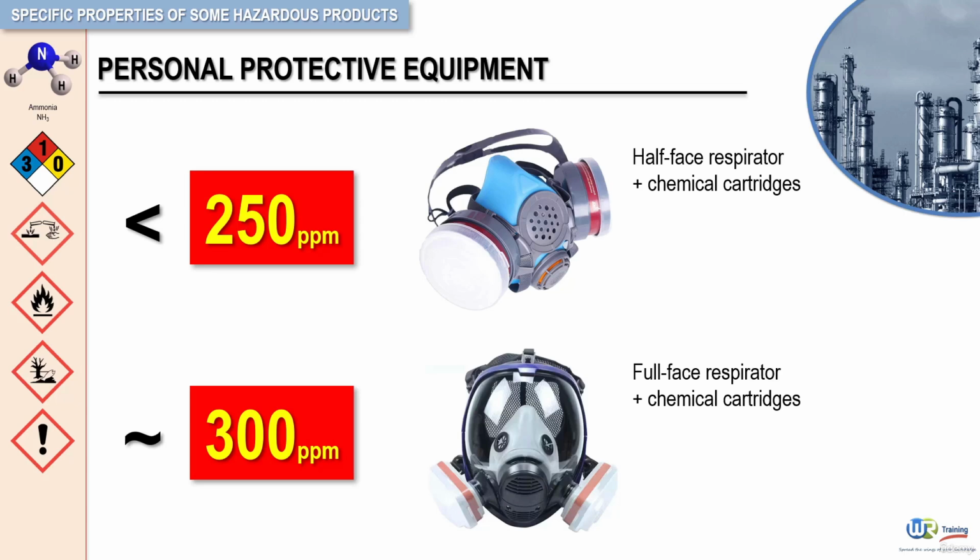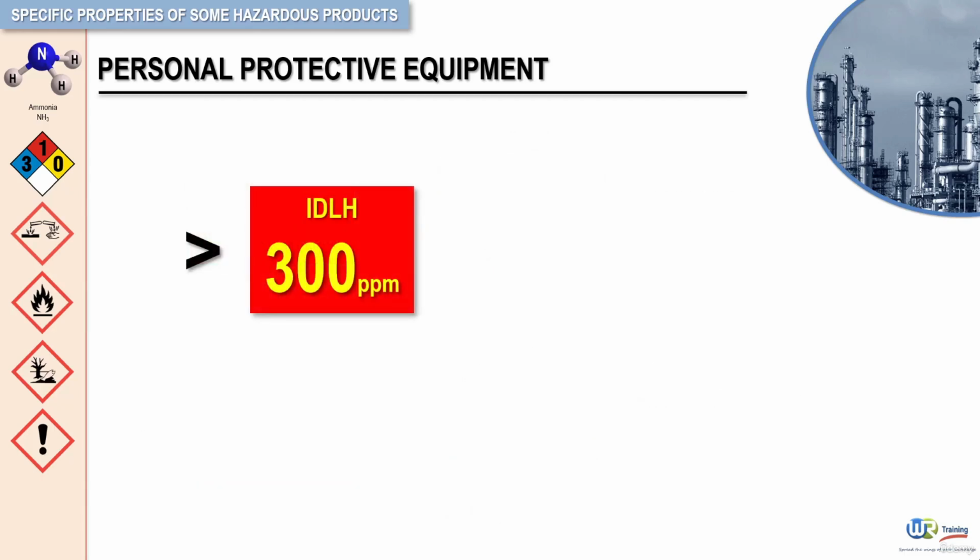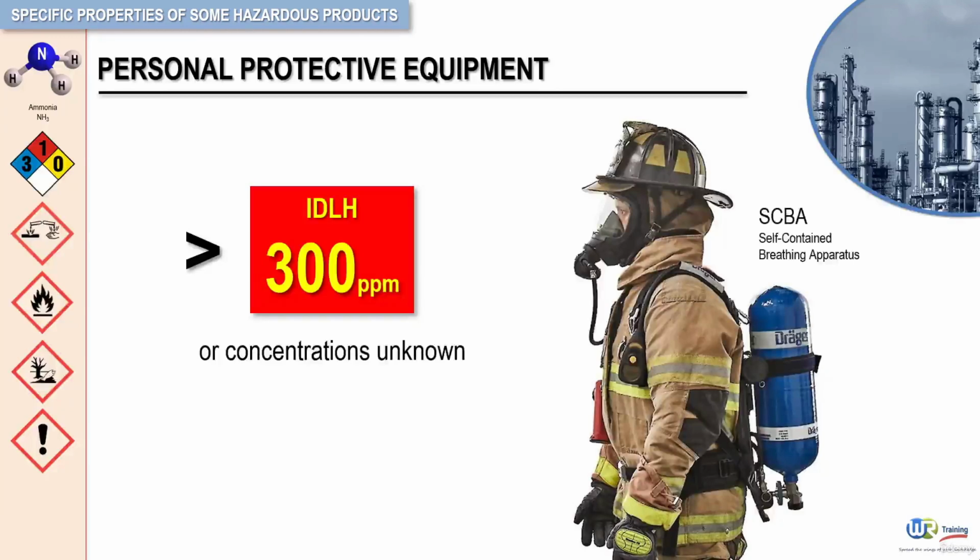If, however, you do smell ammonia, then your cartridges may need to be changed, or you may not have a proper seal. Now, if ammonia concentrations may be above the IDLH level of 300 ppm, or the potential level of ammonia concentration is unknown, then a self-contained breathing apparatus operating in positive pressure mode must be used.